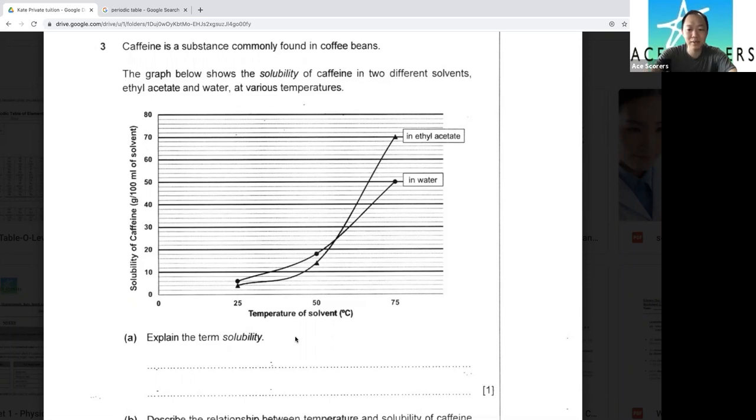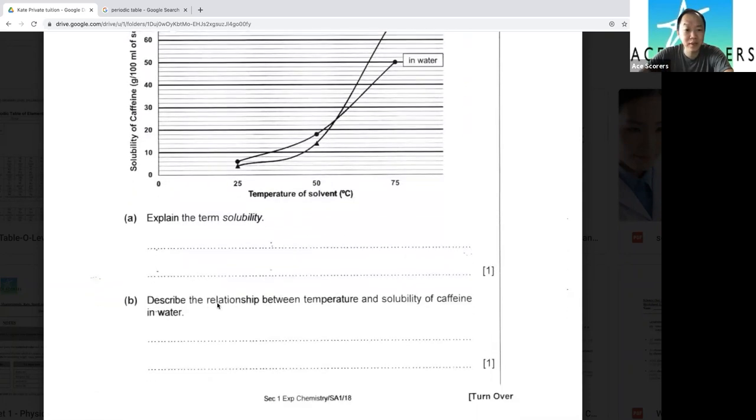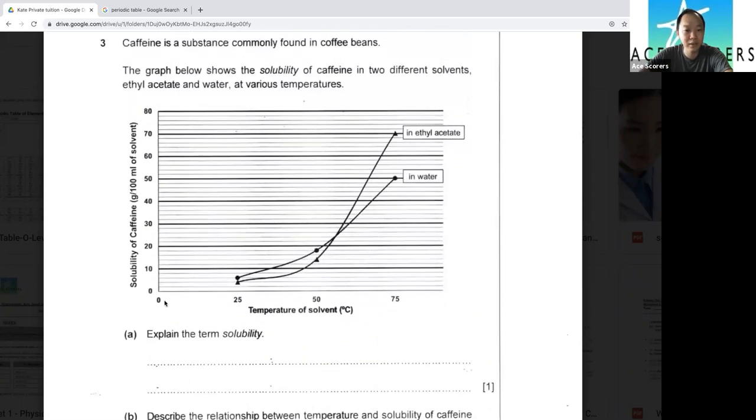Okay, so I'm going to type it out, yeah? Solubility is the ability of the solute to dissolve in the solvent. That's it, and then you get 1 mark for that. And remember this SA1, no? SA1 is like 30%, 40%. So what's the relationship between temperature and solubility of caffeine? As the temperature increases, the amount of caffeine that dissolves also increases.